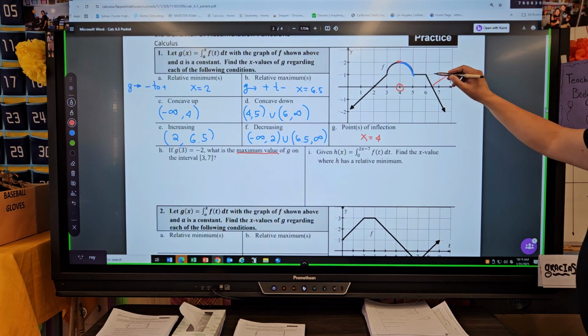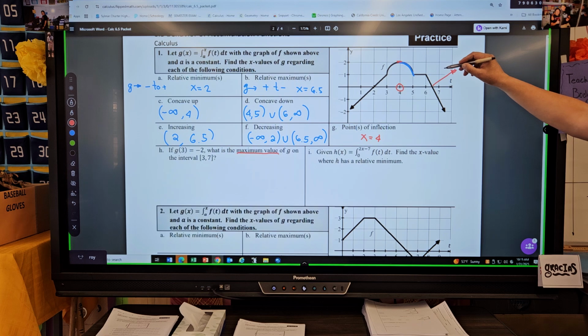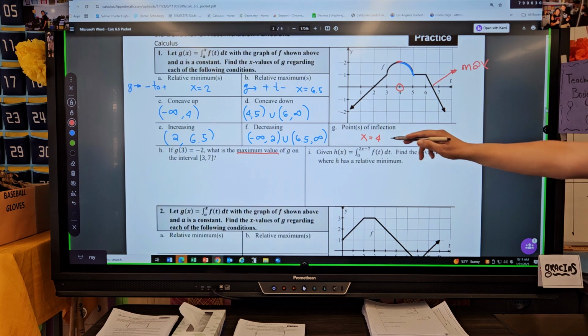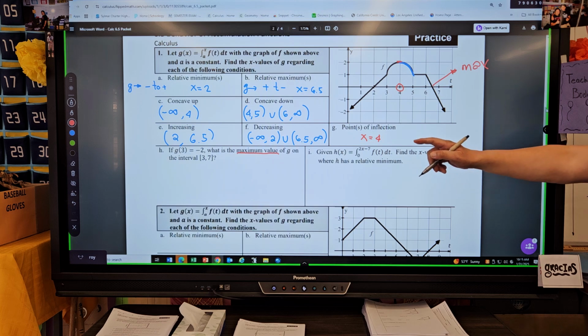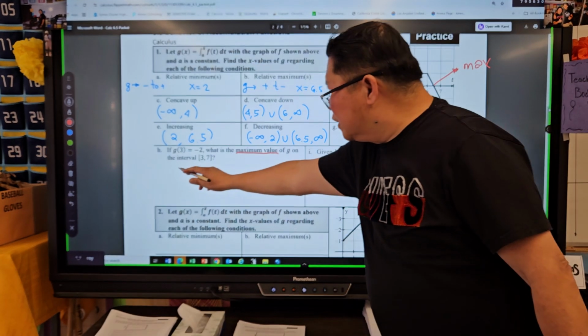Why is this a max? What happens to the sign? It changes from positive to negative. So this is the max right here. Good job. So you're going to have to do it there. Okay? Can you do it first by yourself? For question letter H.